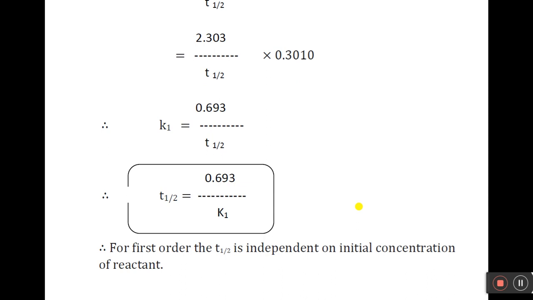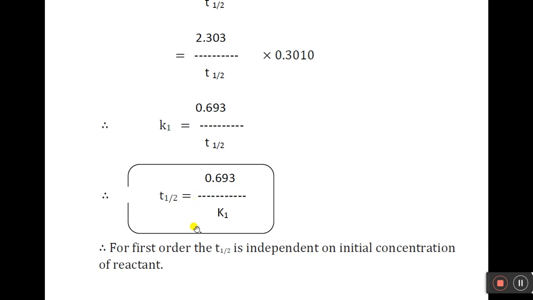Therefore, for first order reaction, the t half is independent of initial concentration of reactant. It means there is no concentration term involved on the right side.